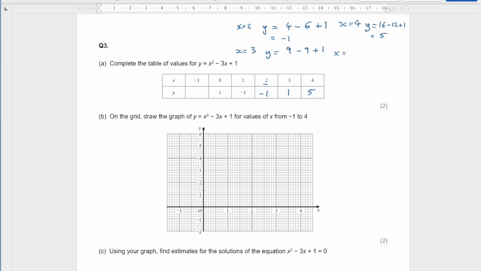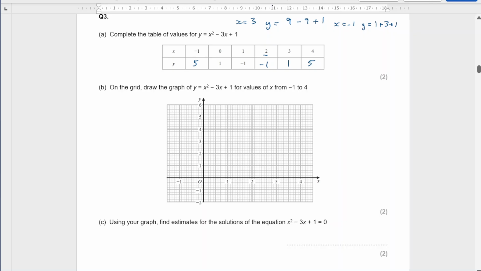So when x is equal to minus 1, y would be equal to minus 1 squared would be 1. Minus 3 times minus 1 would be plus 3, and then plus 1. So that would be right. Okay, I now plot those points. So minus 1, 5 would be that point there. 0, 1 would be that point there. 1, minus 1, 2, minus 1, 3, 1, and then 4, 5. We then join them with as smooth a curve as we can.